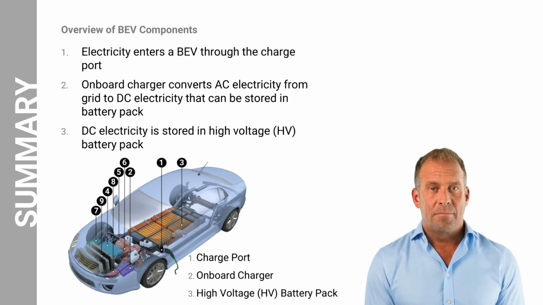Let us recap the key points we have covered in this lesson on the overview of BEV components. Electricity flows in sequence when the BEV is plugged in, or the battery pack has enough charge. The charge port is where the BEV connects to an external power supply to charge the high-voltage battery pack. The onboard charger plays a vital role by converting AC power from a charging station into the DC power needed to charge the vehicle's high-voltage battery pack. The high-voltage battery pack serves as the main energy storage system, storing electrical energy to power the electric motor and propel the vehicle.